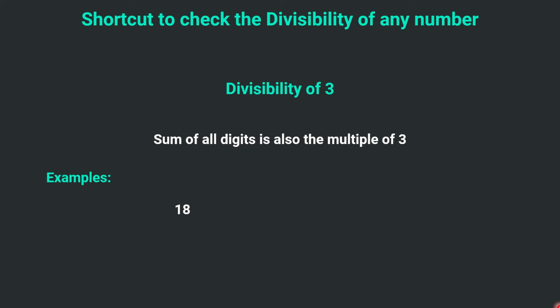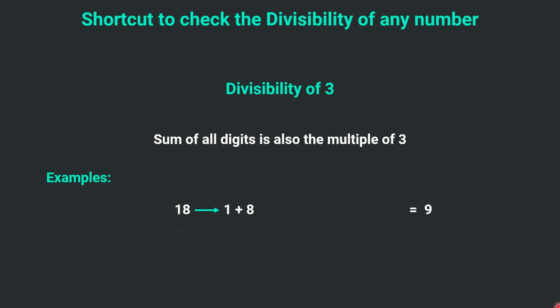18. As we already know, 18 is divisible by 3 because 3 into 6 is 18. So let's check it with our method. All we have to do is to add the digits of 18. So 1 plus 8 equals 9. As you know that 9 is divisible by 3, so this 18 will also be divisible by 3.